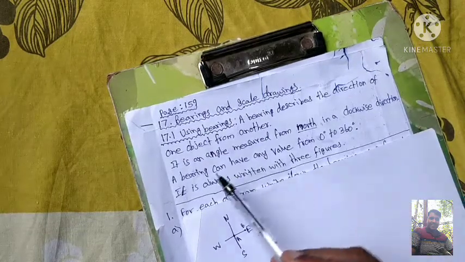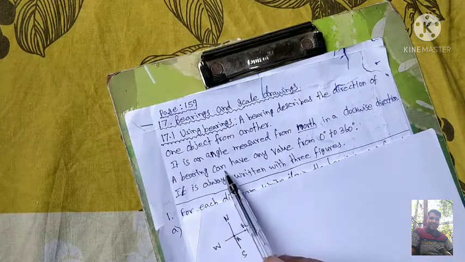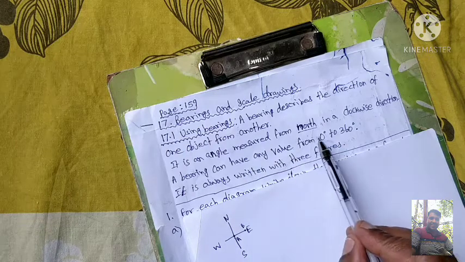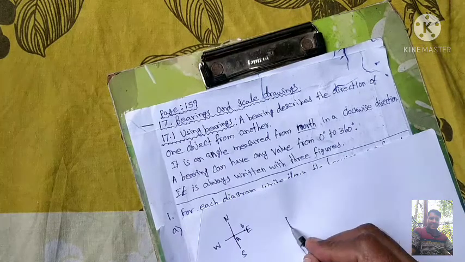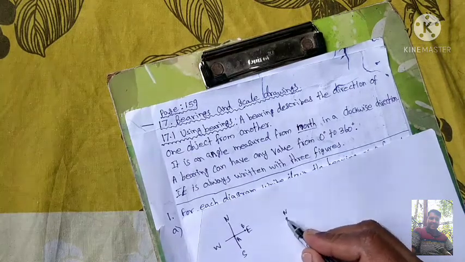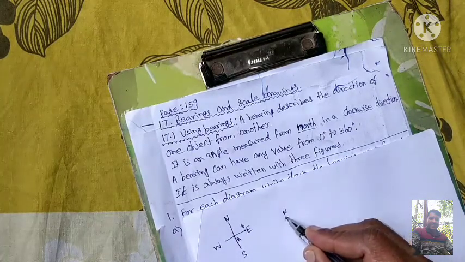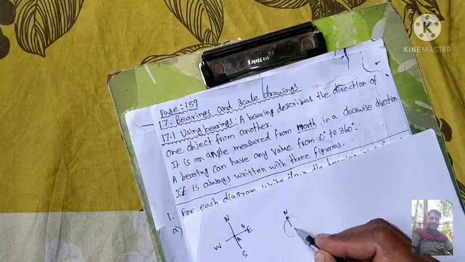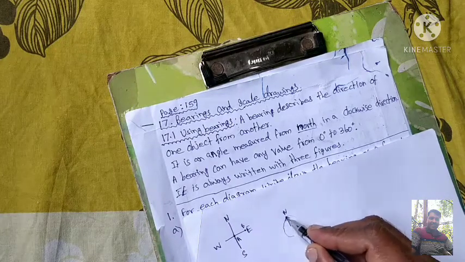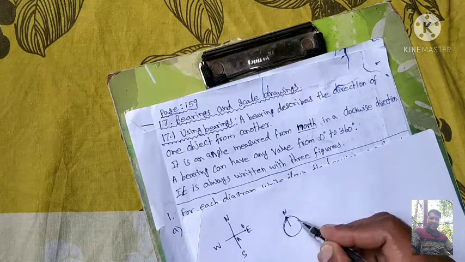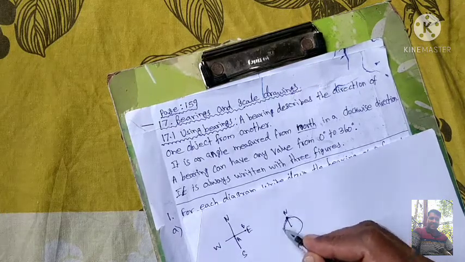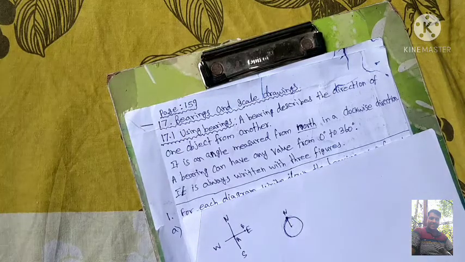Okay. Now we are going to the third point. A bearing can have any value from 0 degree to 360 degree, because you know that's the complete rotation. So this is the north side. We are starting from here and we are completely rotating, so we are coming to the same place. So if you are starting here and coming to the same place, the angle is from 0 to 360, any degree between 0 and 360.